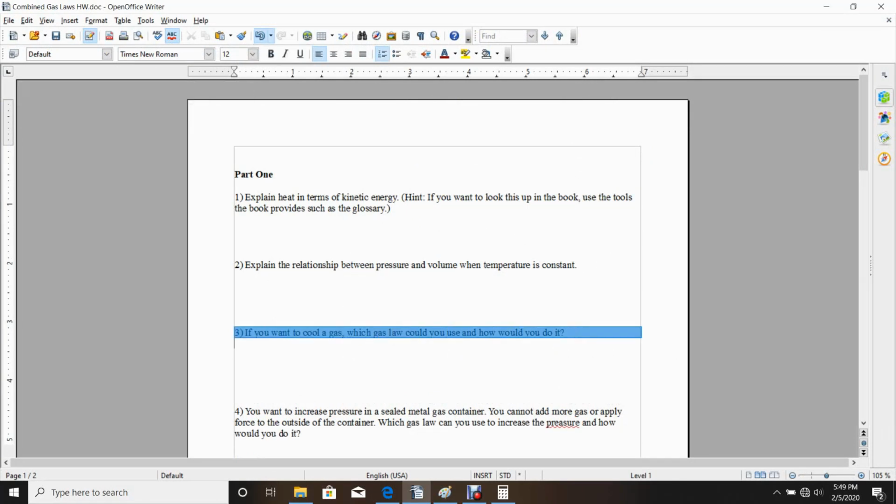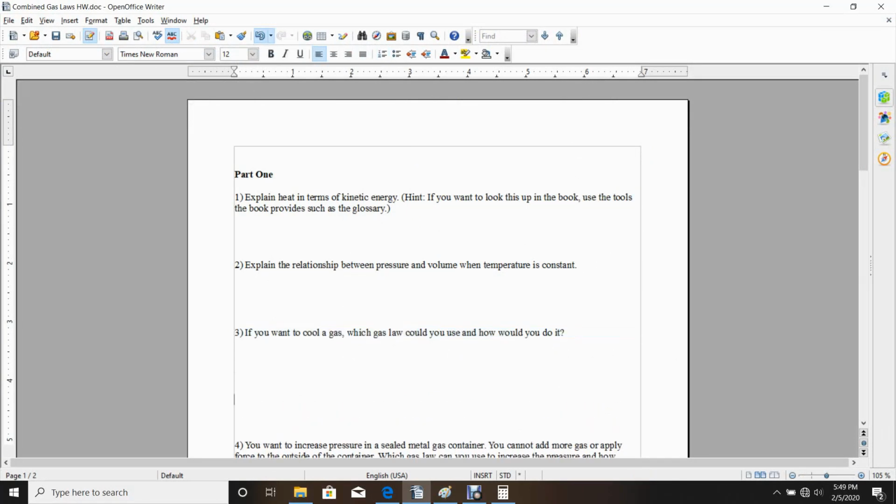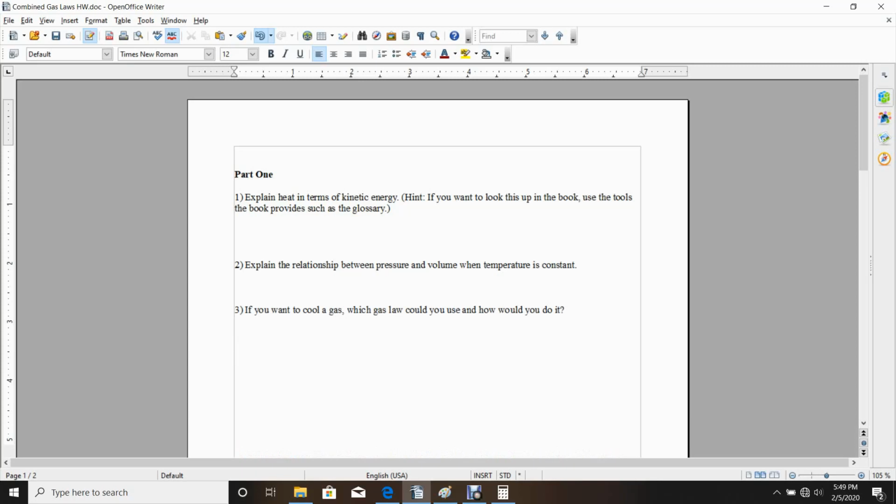If you want to cool a gas, which gas law could you use, and how would you do it? Well, start by what you have and find out what you need. We've learned several gas laws. You need a gas law that has to do with temperature, because cooling is just a change in temperature. Look through your book, or your note card, or go through the gas laws in your mind. Is there a gas law that employs temperature?